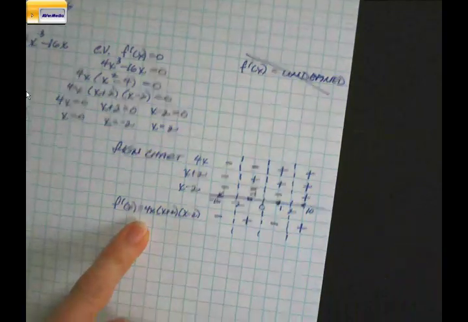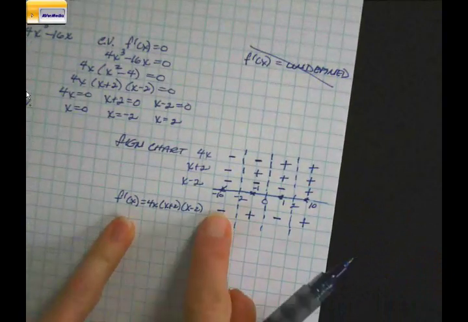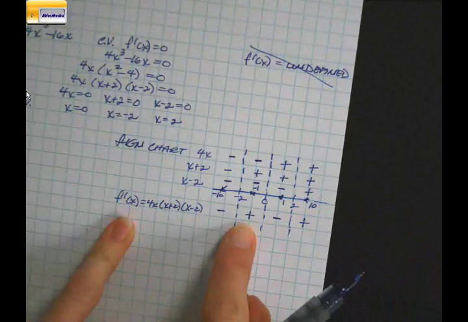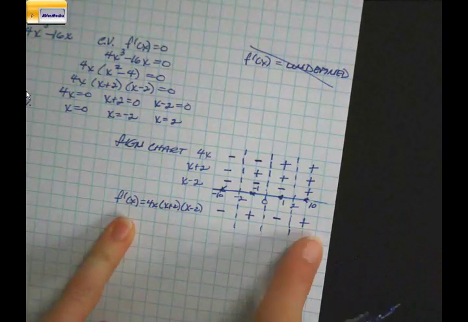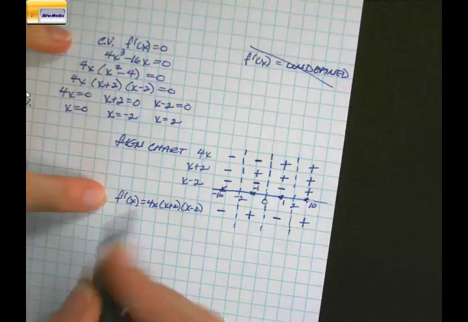So according to this first derivative test, the first derivative is negative to the left of negative 2, positive between negative 2 and 0, negative between 0 and 2, and positive between 2 and positive infinity. Now, this is the sign of the first derivative.